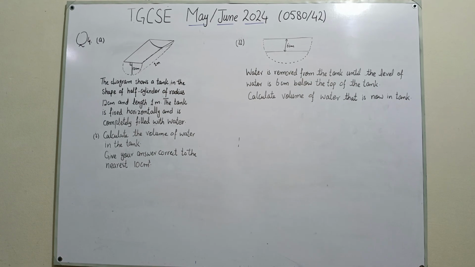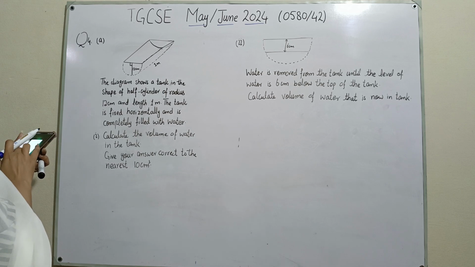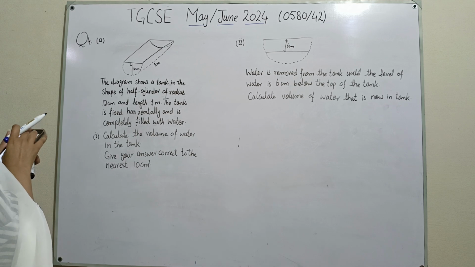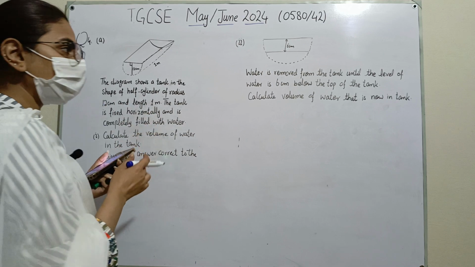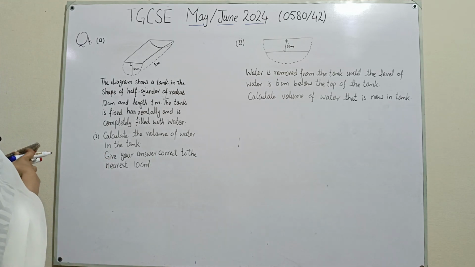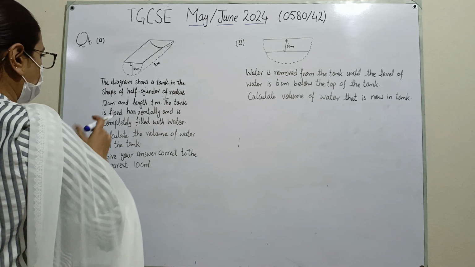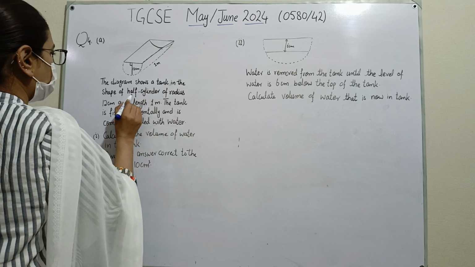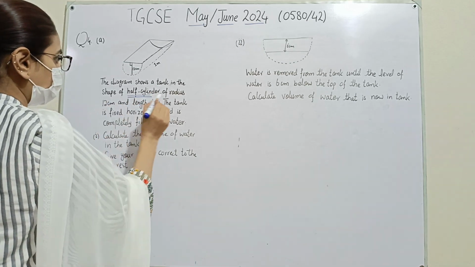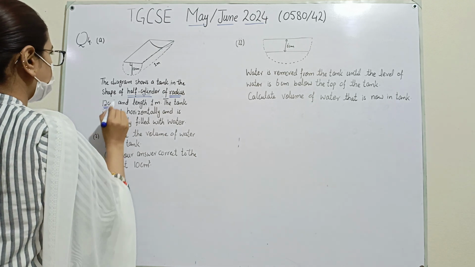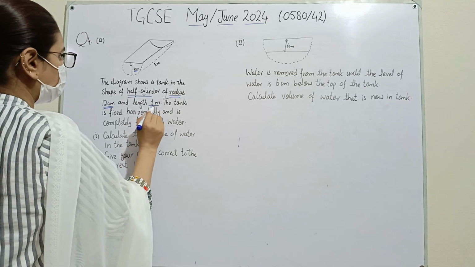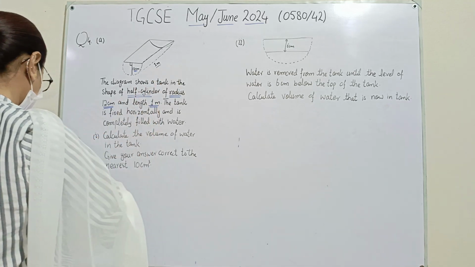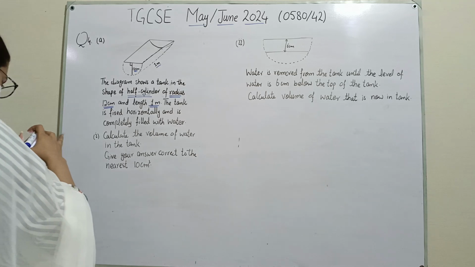Let's move toward the next question, that is question number 4. In this question, the examiner is asking you to find something. This is question number 4 actually. Question number 3 will be discussed at the last of the video, as that part contains a graph. The diagram shows the tank in the shape of a half cylinder of radius 12 centimeter. This is the radius, 12 centimeter over here, and the length is 1 meter. This is 1 meter.